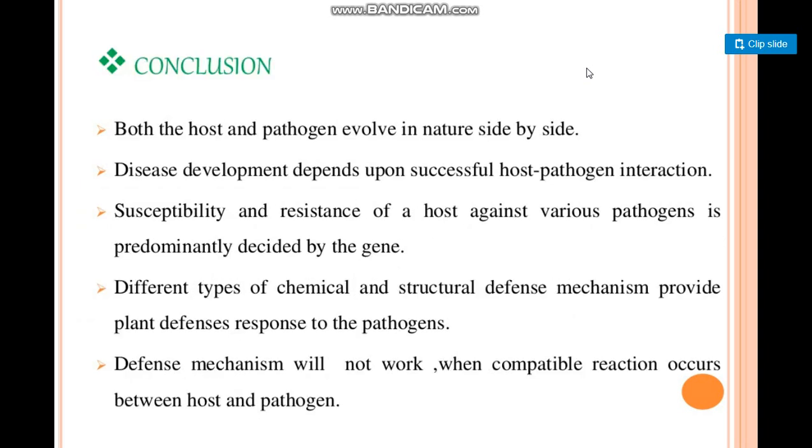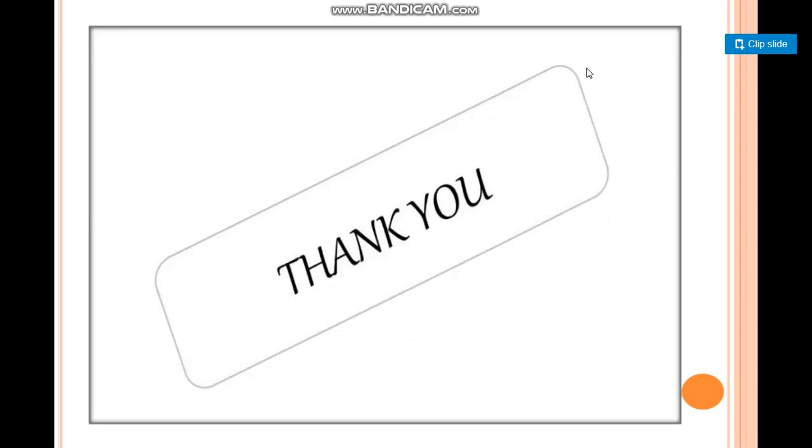Conclusion: both the host and pathogen evolve in nature side by side. Disease development depends upon successful host-pathogen interactions. Susceptibility and resistance of a host against various pathogens is predominantly decided by genes. Different types of chemical and structural defense mechanisms provide plant defense responses to the pathogen. Defense mechanisms will not work when compatible reactions occur between host and pathogen. So this is our conclusion.